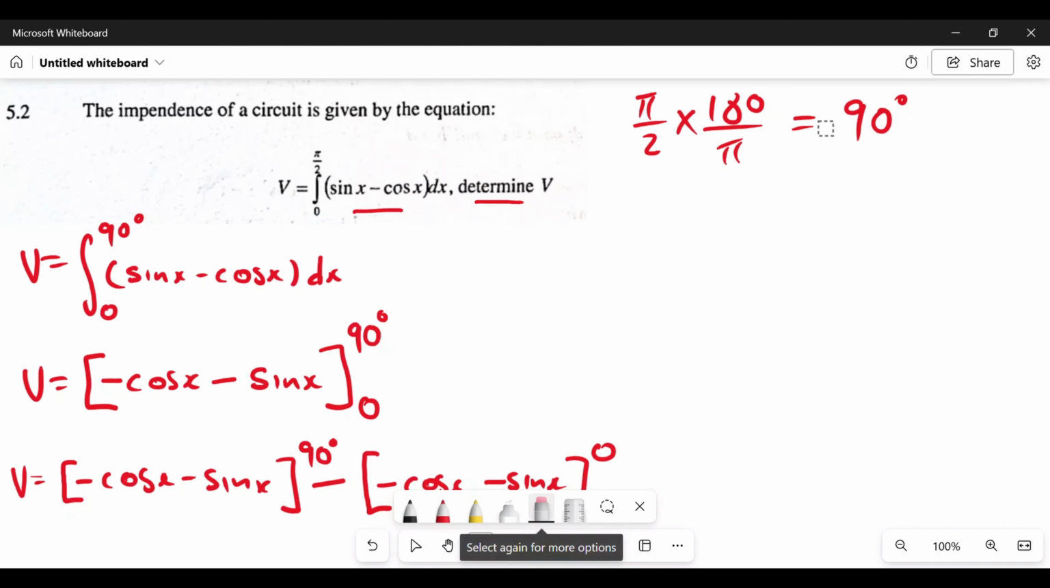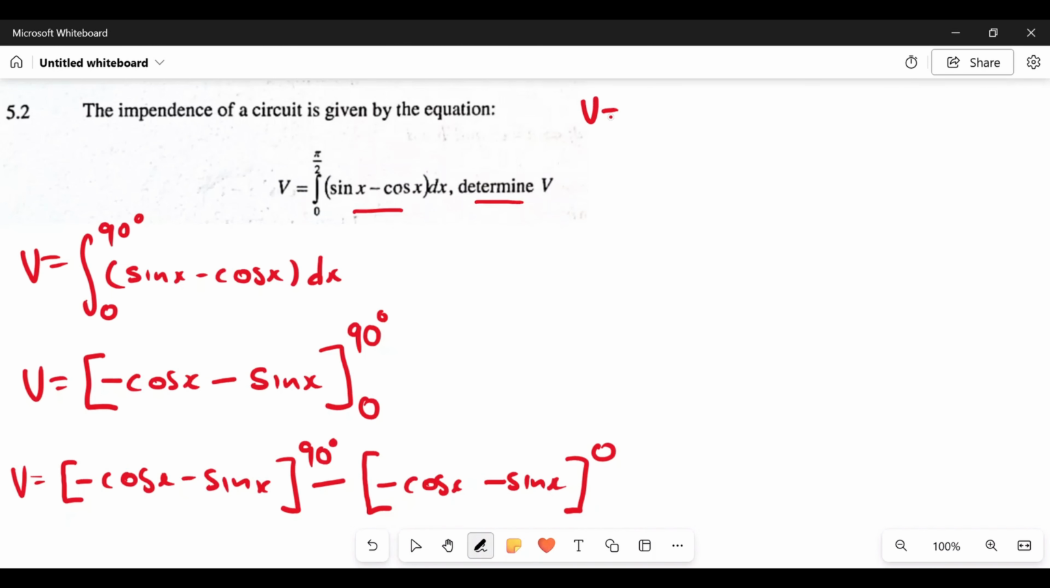Right, so let me continue here on top. Start by erasing this. If we continue, V is going to be, now it's time for us to substitute the limit. On the first bracket, we're going to substitute 90. So it's going to be negative cos 90 minus sine 90. Wherever there is x, guys, we're going to substitute with the upper limit. Then minus.